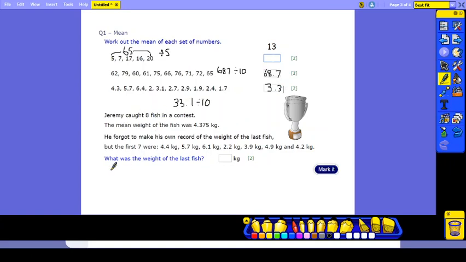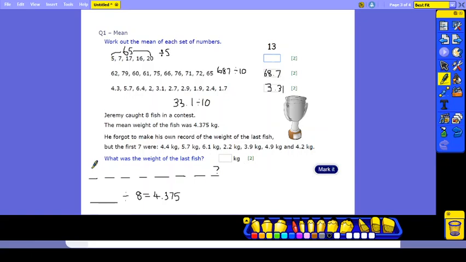So Jeremy caught 8 fish in a contest. So so far I know there are 1, 2, 3, 4, 5, 6, 7, 8 fish. The mean weight of the fish was 4.375. So I know that altogether, if I add them all up and then divide it by the 8 that I've got, I'm going to end up with 4.375. That's what that information is telling me. But he forgot to make a record of the weight of the last fish, so he doesn't know this bit. That's what that sentence is telling me.